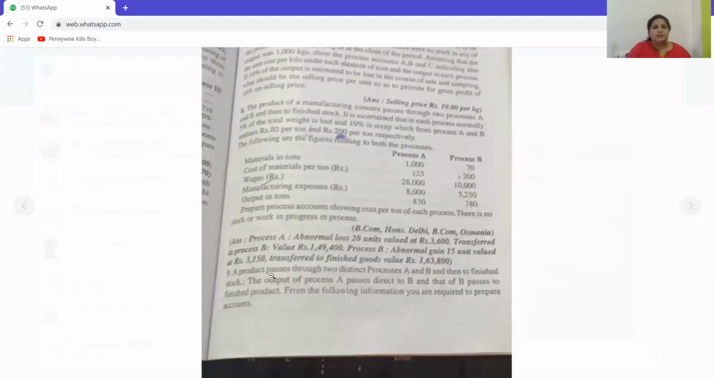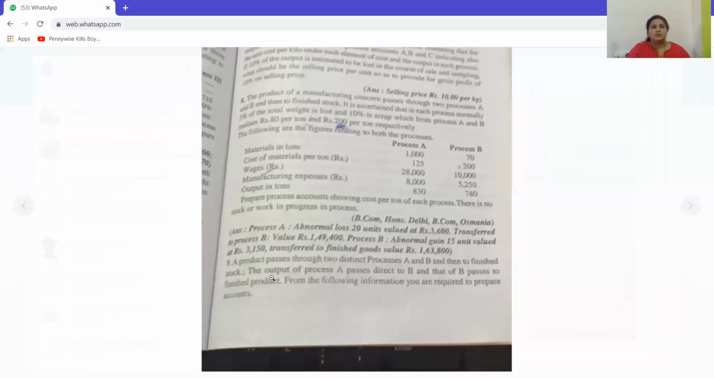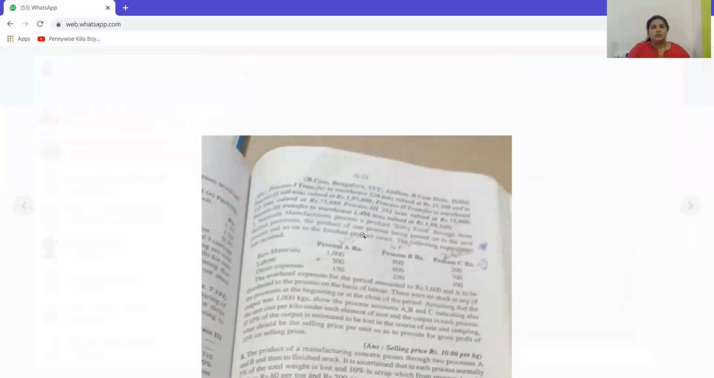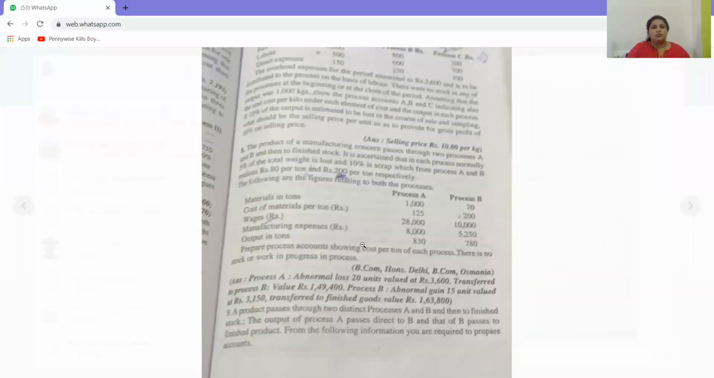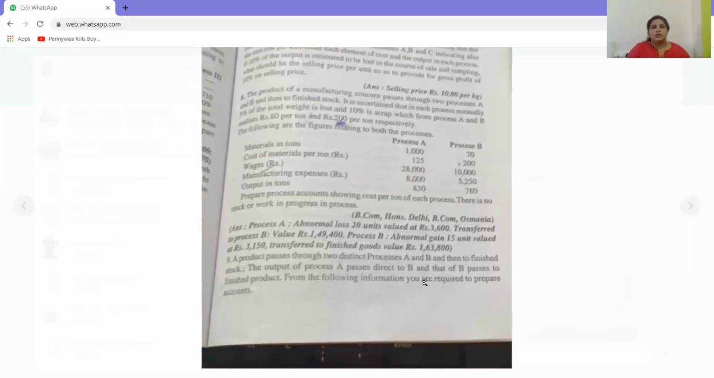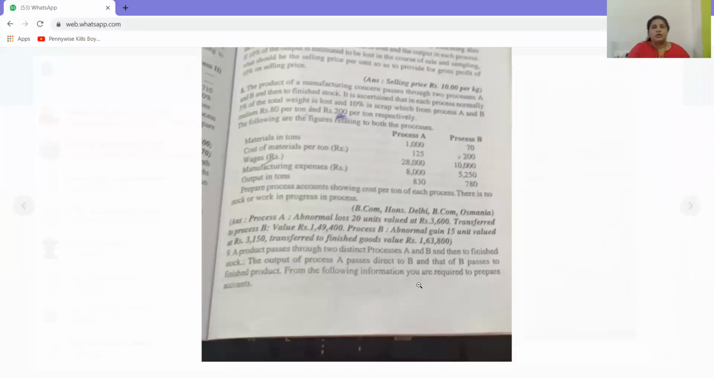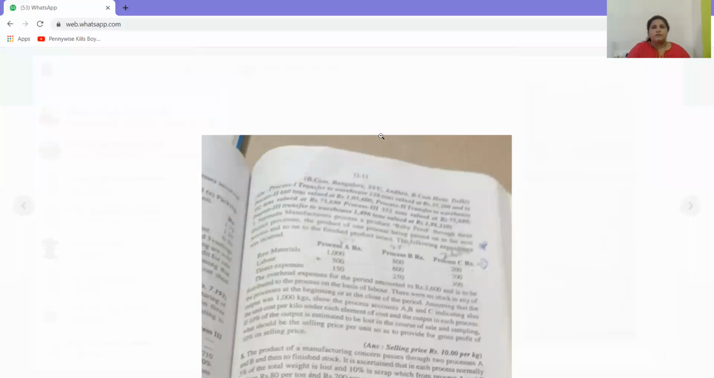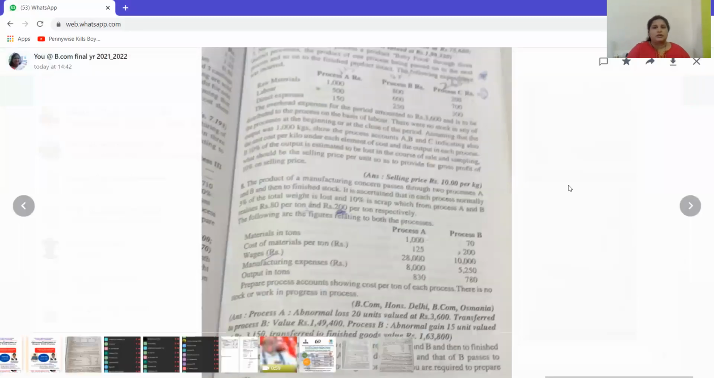A product passes through two distinct processes, process A and B, then to finished stock. The output of process A passes direct to B and that of B passes to finished product. From the following information, you are required to prepare accounts. So they are asking us to prepare accounts, and we have two processes, process A and B, and then it will become the final product.